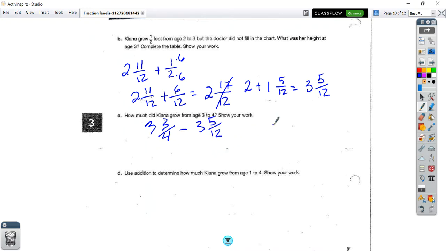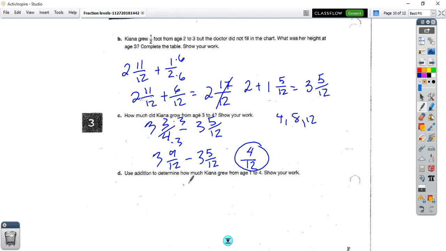Well, how many times is 4 going to 12? 4, 8, 12. 3 times. 1, 2, 3. So we're going to do times 3, times 3. That's 3 and 9/12 minus 3 and 5/12. So 9 minus 5 gives me 4/12, and 3 minus 3 gives me 0, so it's just 4/12. Which we know that there's 12 inches in a foot, so this is just 4 inches.